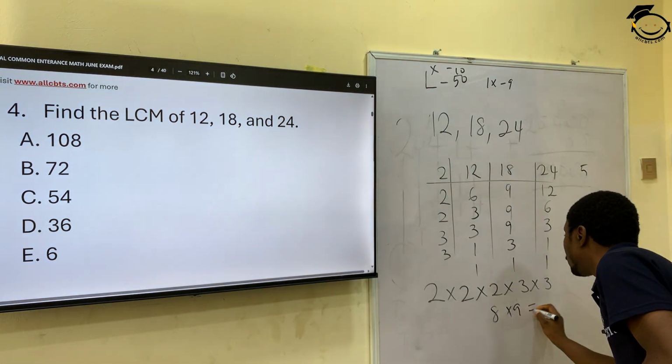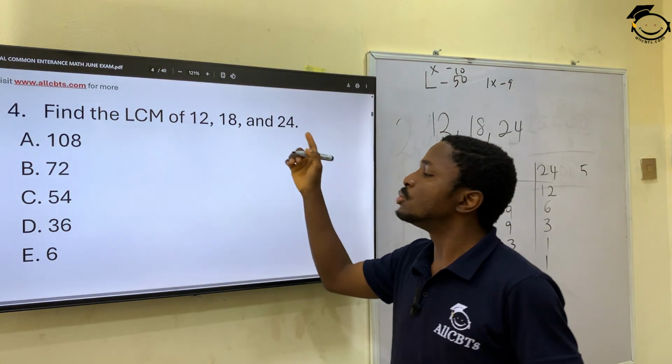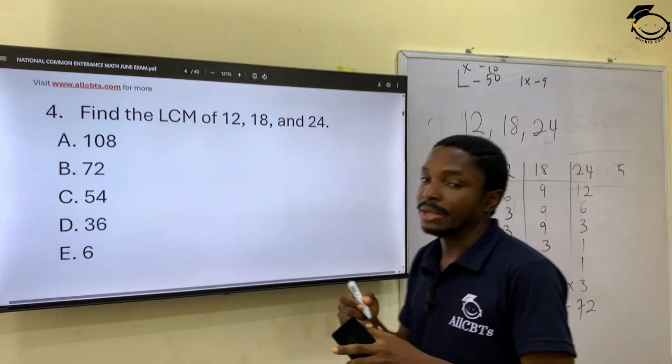8 times 9 will give you what? 72. So the LCM of 12, 18, and 24 will be 72. So the correct option is B.